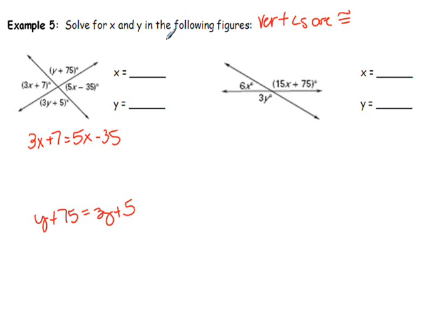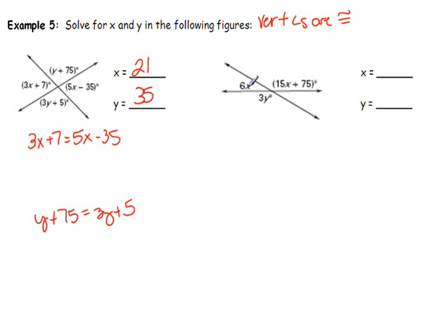So you should have gotten that x equals 21 and y equals 35. If you have any questions on that, be sure to ask in class tomorrow. Moving over to our next figure, we've got some vertical angles going on, but if I try to set 5x plus 75 equal to 3y, that's going to be a little painful. So I should probably consider my linear pair.